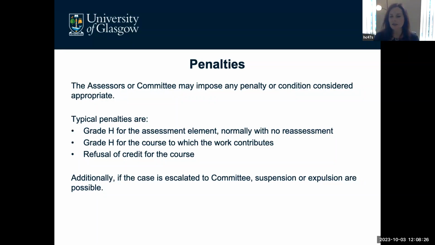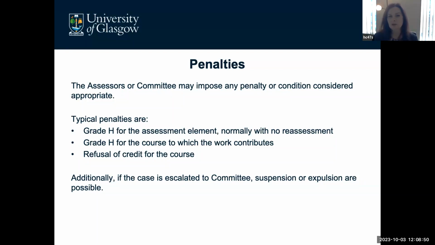That was a student that had submitted every answer to every exam in the whole diet was AI generated. And we know for certain that it was because the student admitted it. So that was refusal of credit for the courses to which that contributed, which meant the student had to repeat the entire year because they didn't have enough credits to progress.